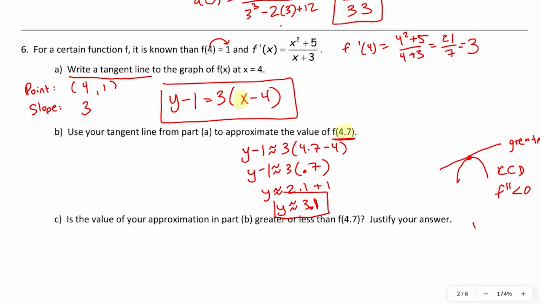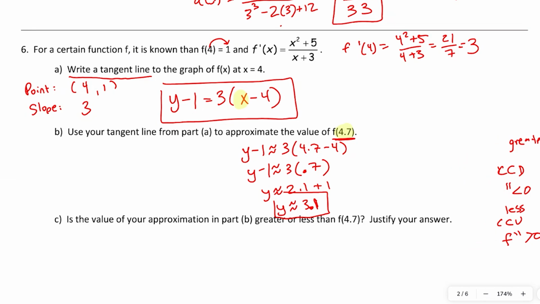But if this is on a point where we're concave up, then the tangent line is going to be below it, and so it'll be an under approximation, or the estimated value will be less than the actual value. This is going to happen when the second derivative is positive. So basically what we need to do is figure out whether or not the second derivative is positive or negative when x is 4.